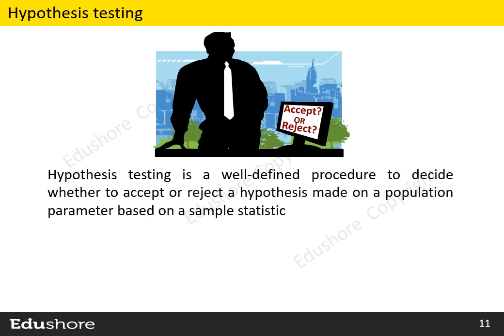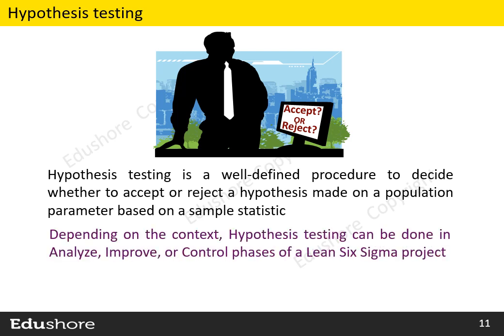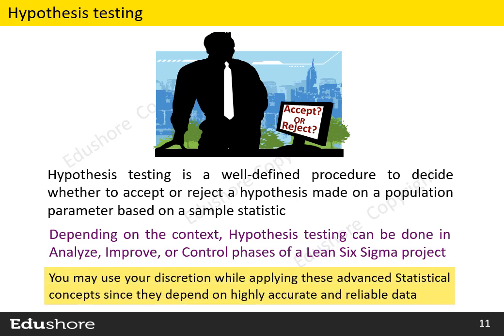Hypothesis testing is a well-defined procedure to decide whether to accept or reject a hypothesis made on a population parameter based on a sample statistic. Please note, depending on the context, hypothesis testing can be done in analyze, improve, or control phases of a Lean Six Sigma project. You may use your discretion while applying these advanced statistical concepts since they depend on highly accurate and reliable data.